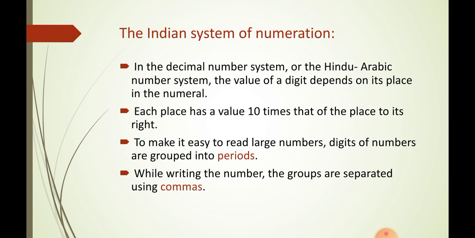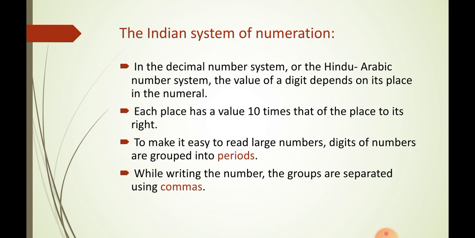So, here in this place chart, each place has a value 10 times that of the place to its right. From right, firstly we consider ones place, then after that tens place, after that hundreds place. So, for these places, each place has a value 10 times that of the place to its right. So here tens place is 10 times that of ones place. So then hundreds place is 10 times that of tens place, like this.